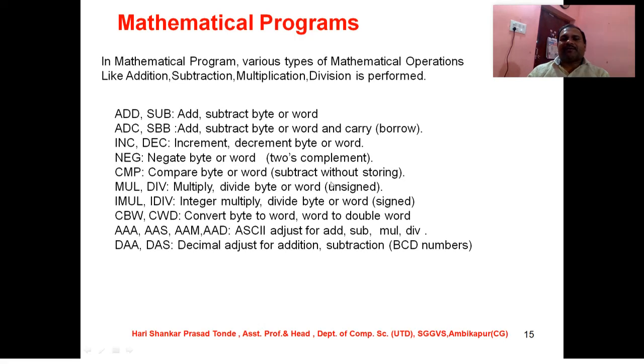CMP means compare byte or word, subtract without storing. MUL, DIV means multiply, divide byte or word unsigned. IMUL, IDIV means integer multiply, divide byte or word signed. CBW, CWD convert byte to word, word to double word. AAA, AAS, AAM, AAD: this is for addition, this is for subtraction, this is for multiplication, this is for division. ASCII adjust for add, sub, multiply and divide. DAA, DAS mean decimal adjust for addition, subtraction, BCD numbers.